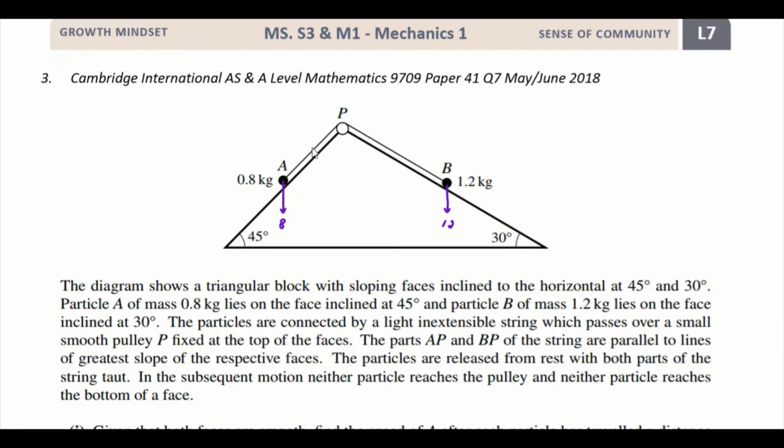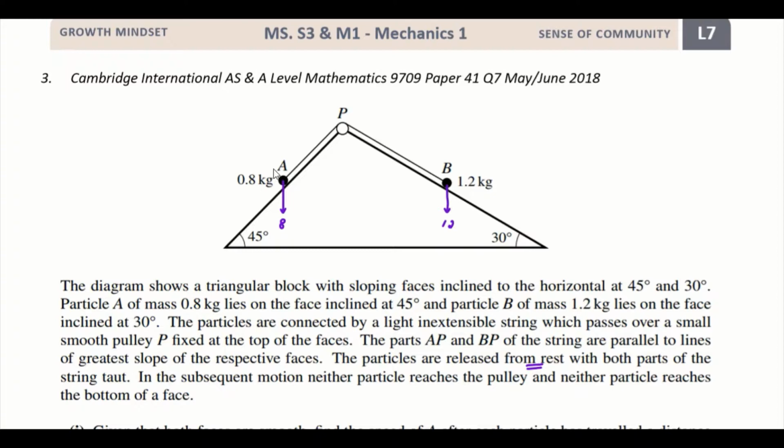The particles are connected by a light inextensible string that passes through the smooth pulley here. The parts AP and BP are parallel to the lines of greatest slope, which means they are just parallel to the slope here. The particles are released from rest, so u is 0. Both parts of the string are taut. In the subsequent motion, neither particle reaches the pulley and neither particle reaches the bottom of the face.